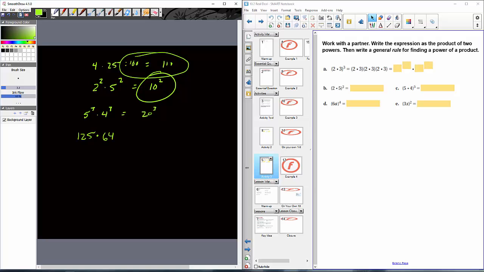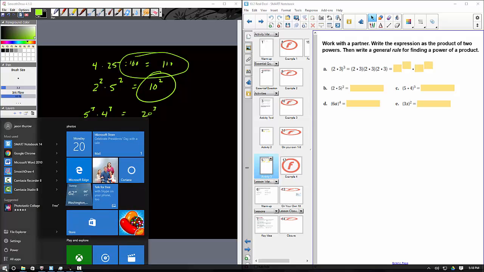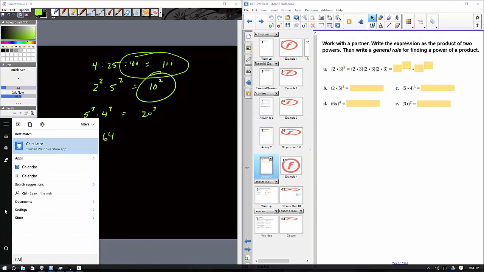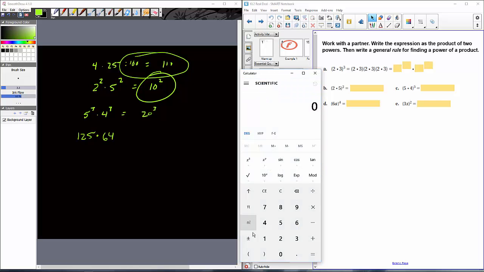And if I take 125 times 64, let's just try that. So I'm going to take 125 times 64. I get 8,000. And 20 times 20 times 20 also equals 8,000. So that's why this works.